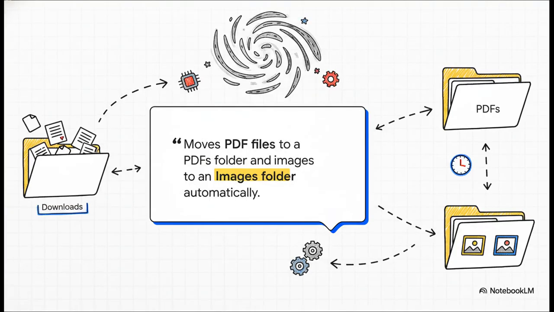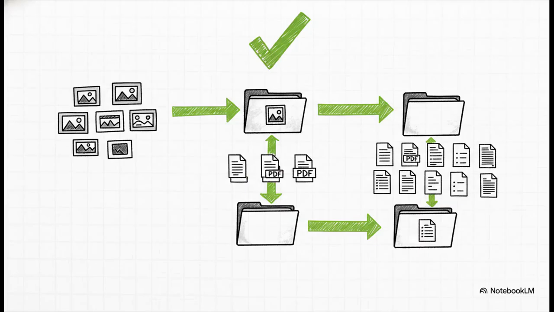And now for the magic. This little Python script uses two built-in libraries. One is called OS, which lets the script talk to your computer to see files and folders. The other is shutil, which does the heavy lifting of actually moving those files. The script is basically just saying, hey computer, look at every file. If it ends in PDF, move it to the PDFs folder. If it's a JPEG, move it to images. It's that simple.